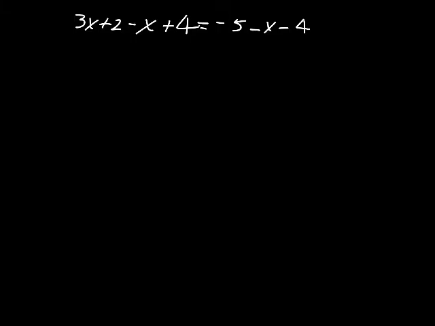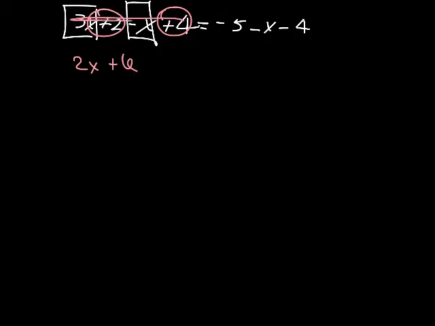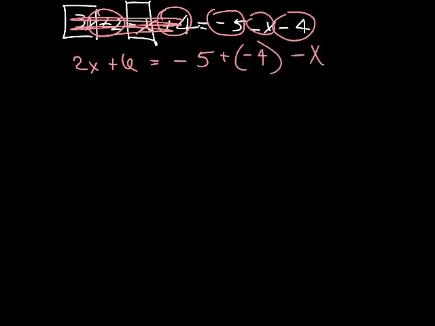Okay, let's combine what we can. Our like terms here are this one and this one. And again, put your signs with them when you combine these. So 3x minus x is 2x. Plus 2 plus 4 is plus 6. Okay, so we've already made that simpler. And here we have a negative 5 and a negative 4 that we can combine. So that's the same as negative 5 plus negative 4. And then we'll put our minus x on there. We didn't do anything with that. Signs are the same, we add. And we'll leave this over here the way it is.